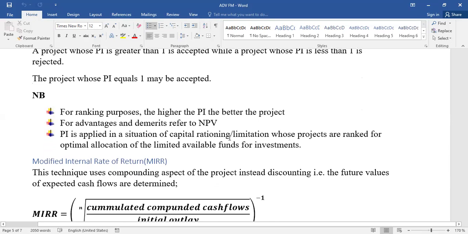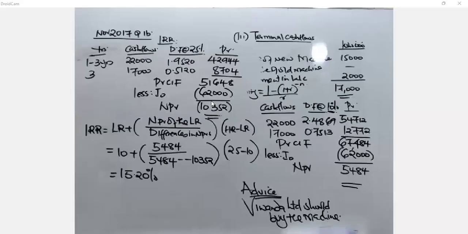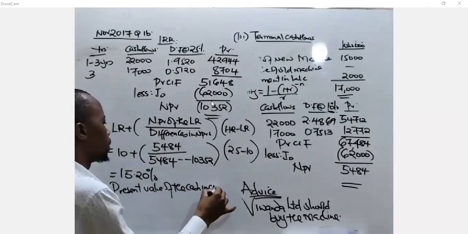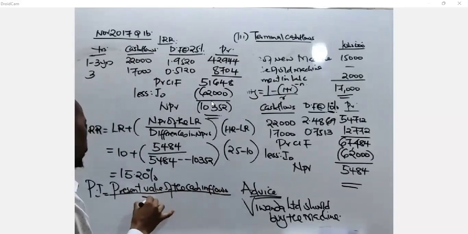And PI is applied in a situation of capital rationing, where projects are ranked for optimization of the limited available resources for investment purposes. Now, from our question, the examiner wants you to calculate the PI, the profitability index. You tell that examiner, I can take the present value of the cash inflows and divide it by our initial outlay.